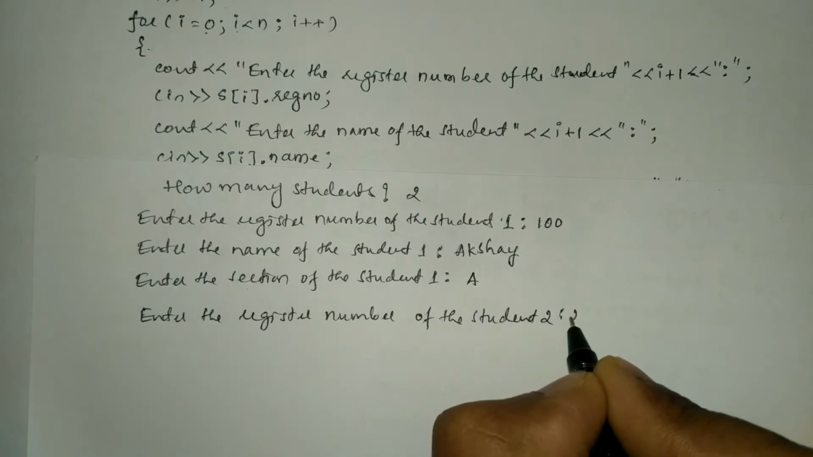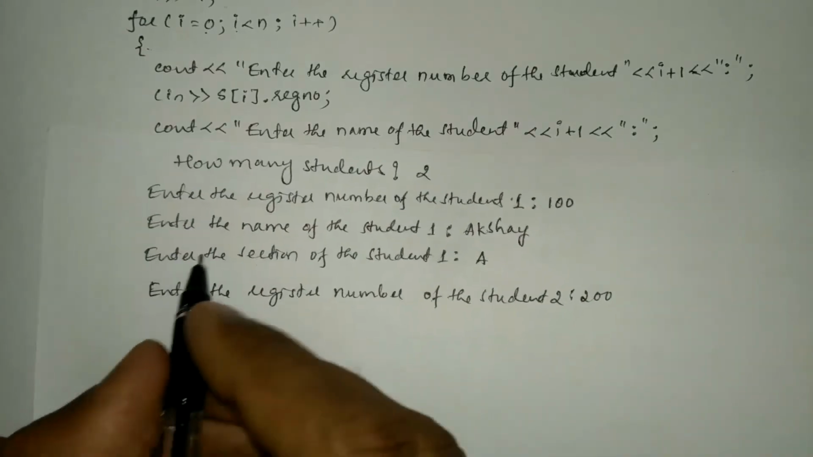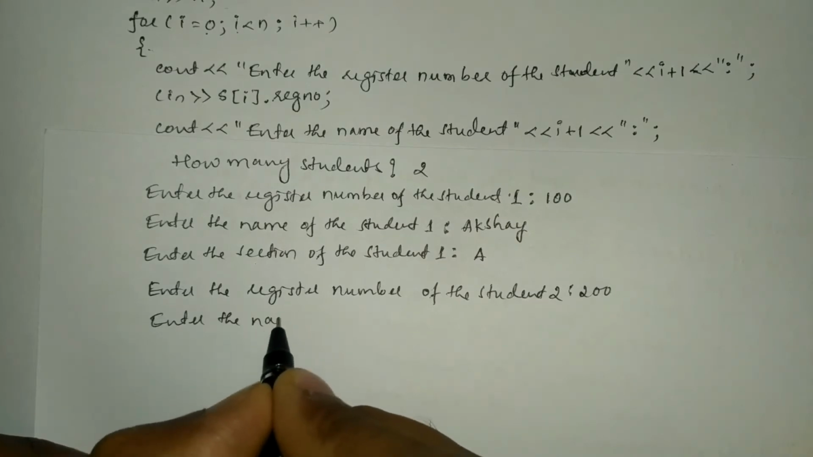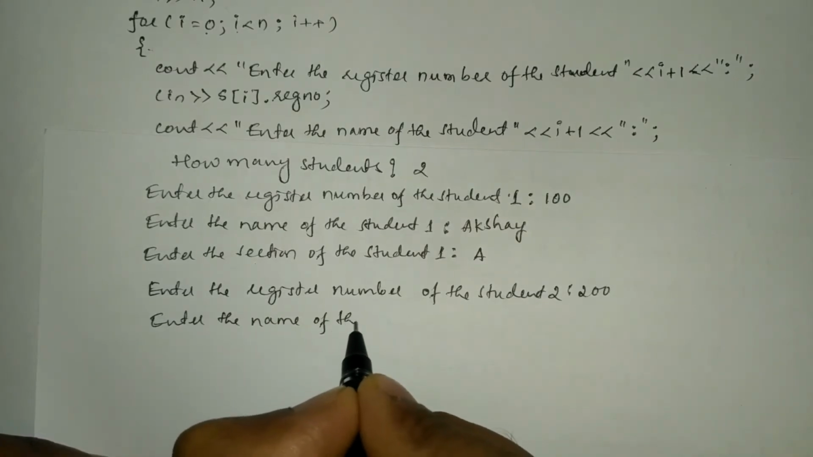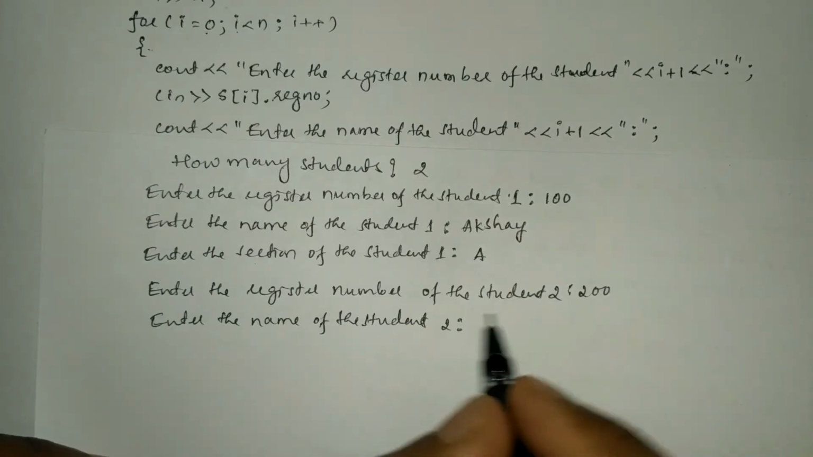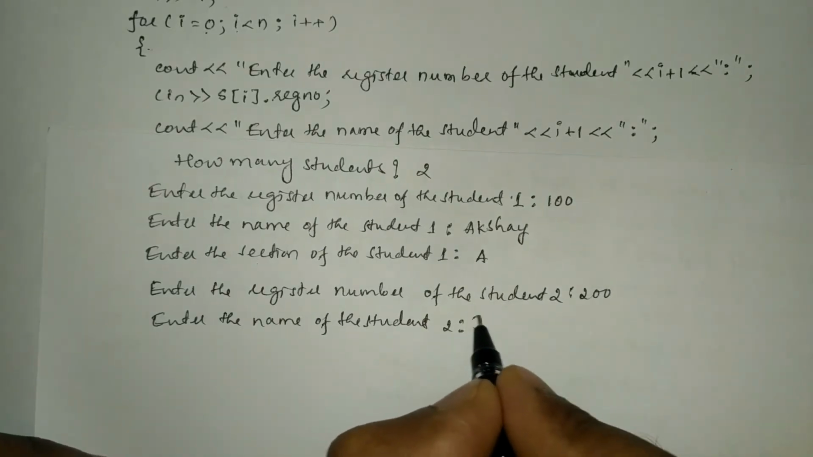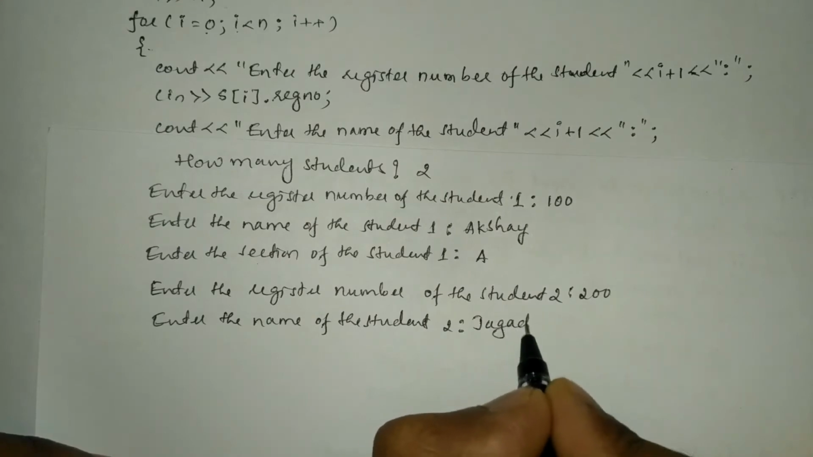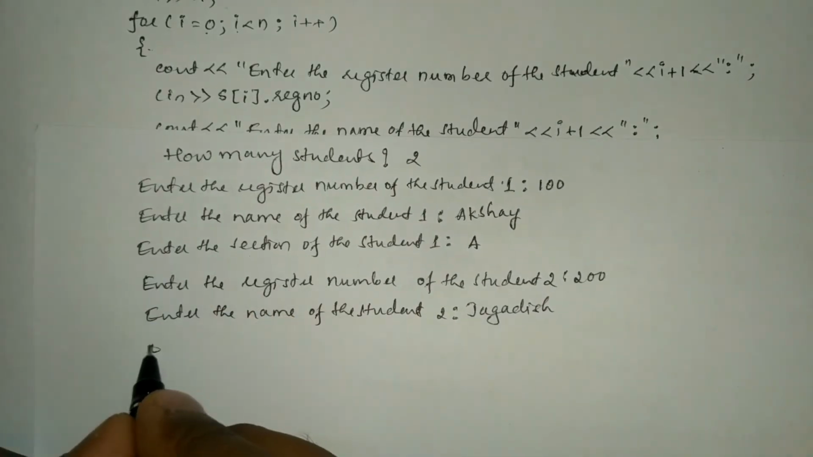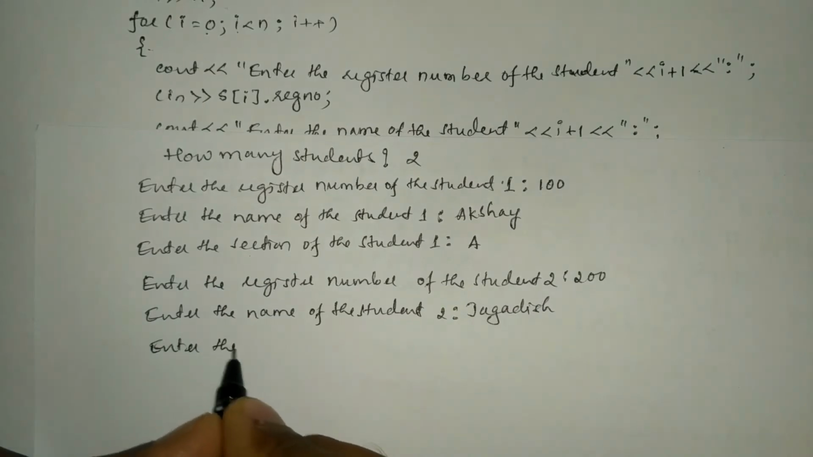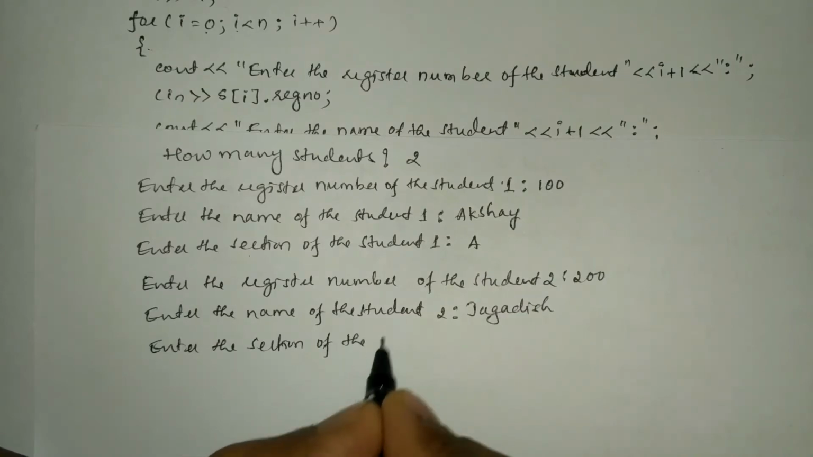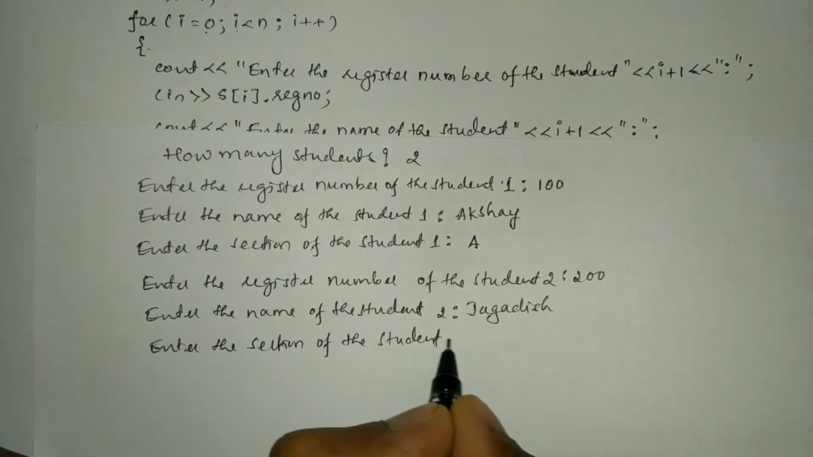Next, here for example, I'm going to enter roll number 200. Next, it will ask the user to enter the name of the student 2. Colon will be printed as it is. And next, I'm going to enter here, for example, Jagadish. Yes. Next, it will ask the user to enter the section of the student 2.